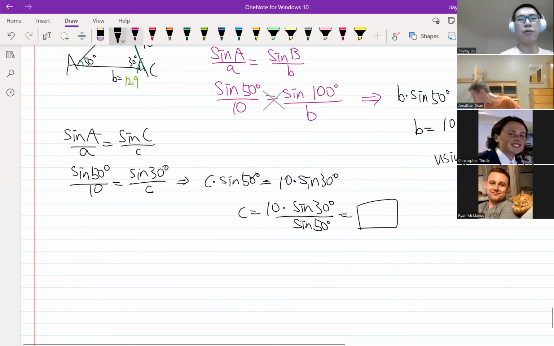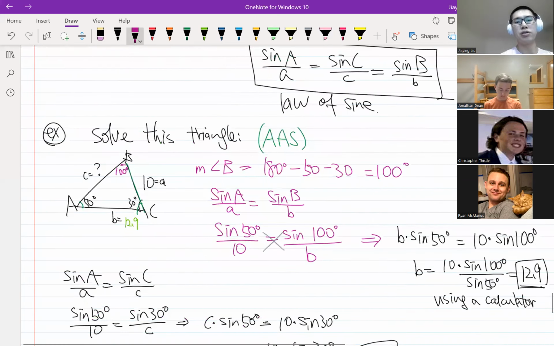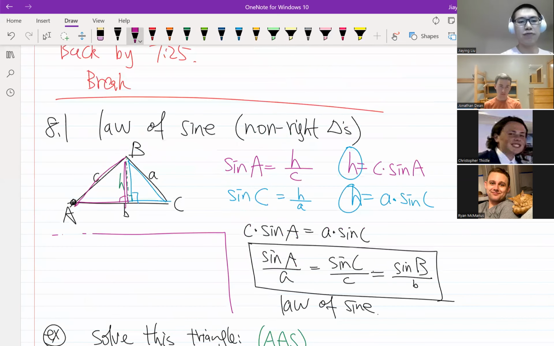Now, I want to point out one more concept here, which is to find the area of non-right triangles. So that's a formula which says the area equals 1/2. Now, let me actually show you where the formula comes from. Suppose I want to find the area of this triangle ABC above.